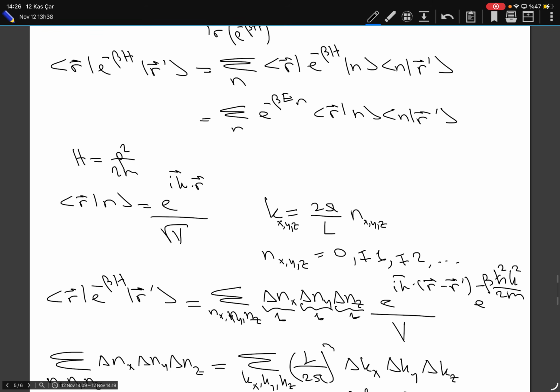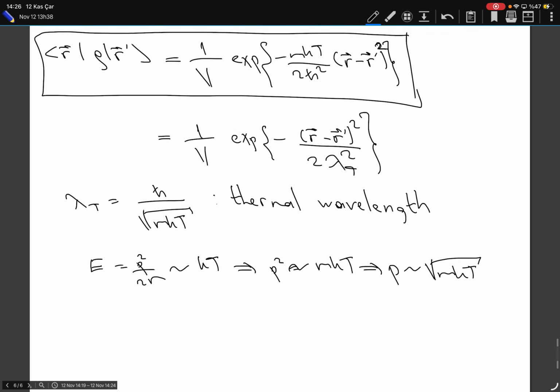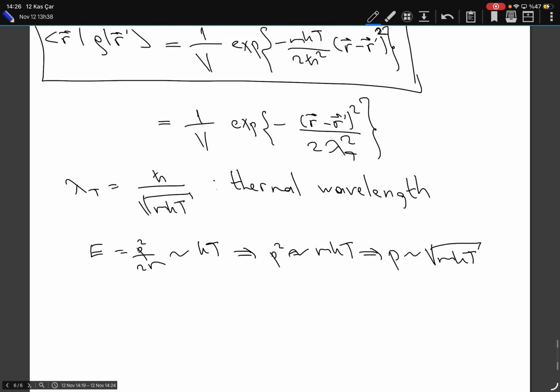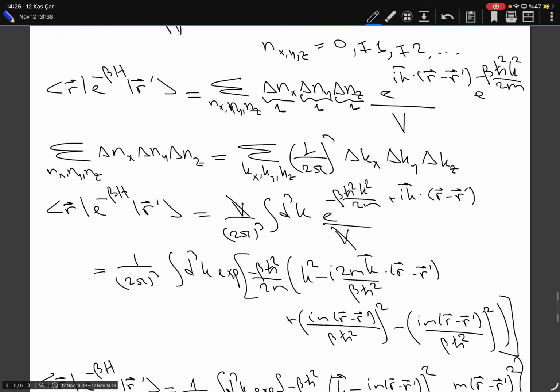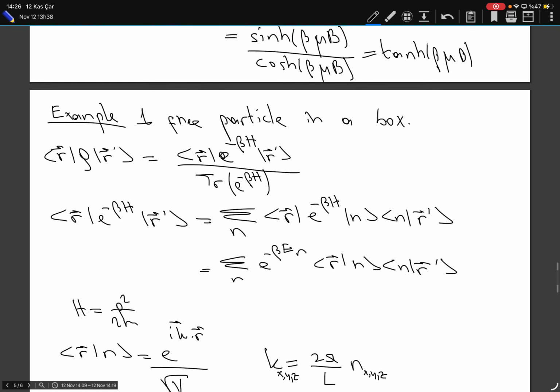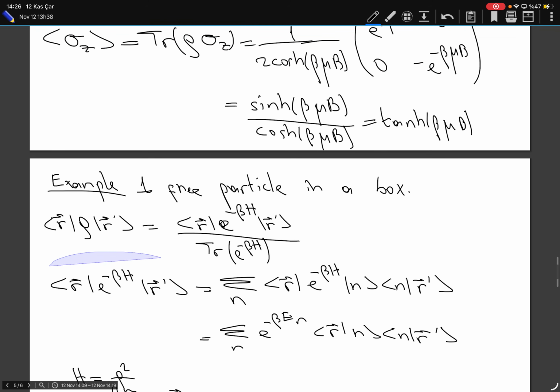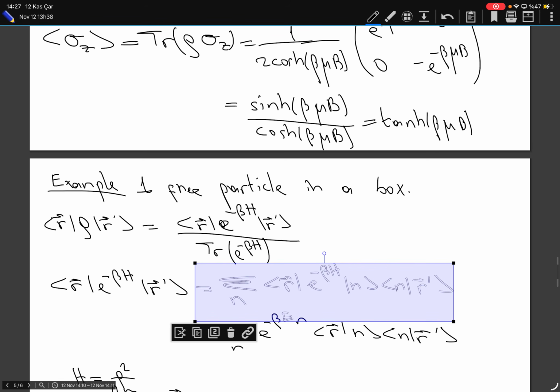Any questions? Now, in the next hour, we will repeat this derivation also for the harmonic oscillator. Basically, the idea is the same as the one we used over here. If you want to calculate the position space matrix elements of that exponent, e to the power minus beta H, first you write it in terms of energy eigenstates.